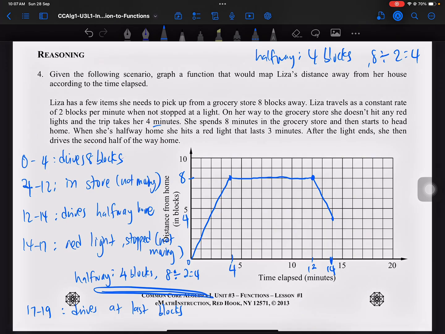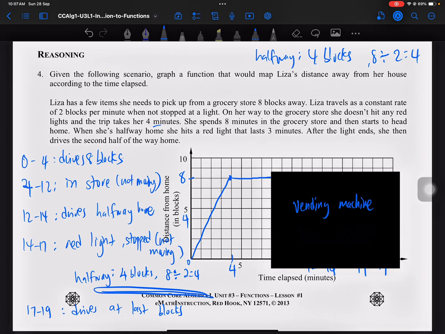Okay, then red light, she is not moving for 3 minutes. So from here to here. Stop, horizontal line because she's not moving. So we draw a horizontal line. Then 17 to 19 drive back home for 2 minutes. So go back. This is how we draw our graph. You need to take out all the information slowly.